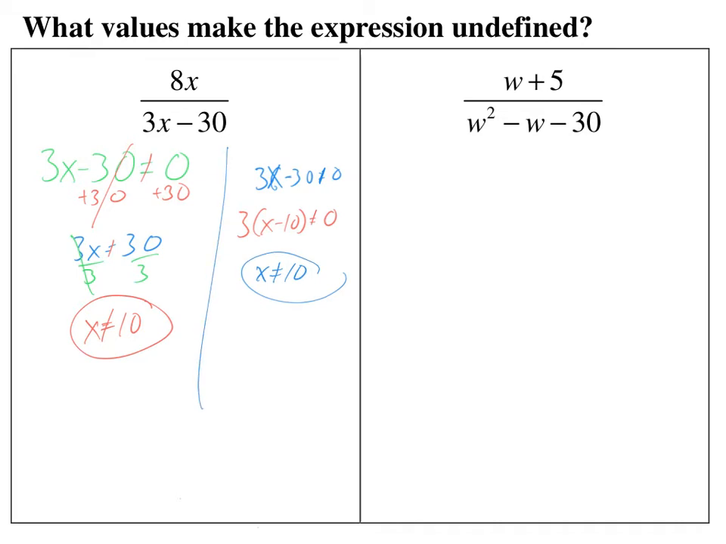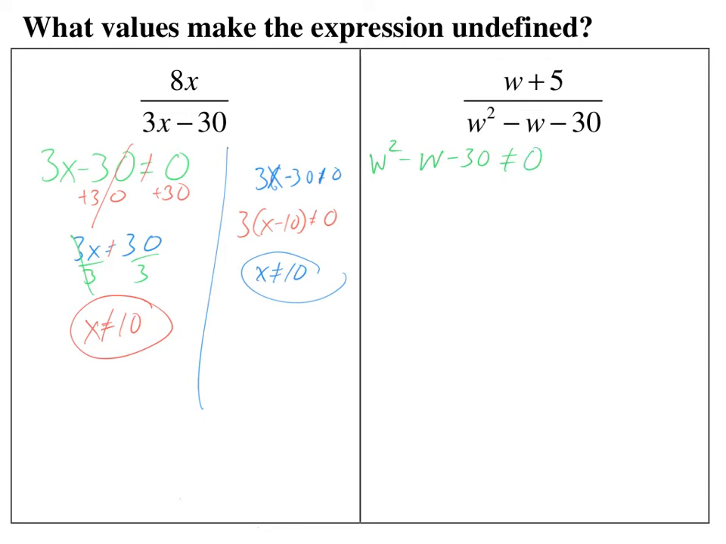Your choice. So for this problem, again, we want to look at the bottom. We don't care about the top. We just care about the bottom creating zeros. So we want w squared minus w minus 30 cannot equal 0.